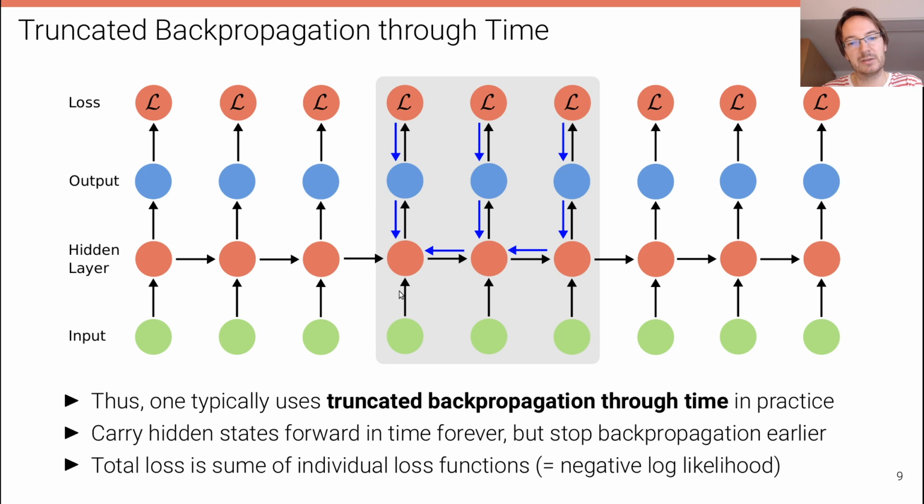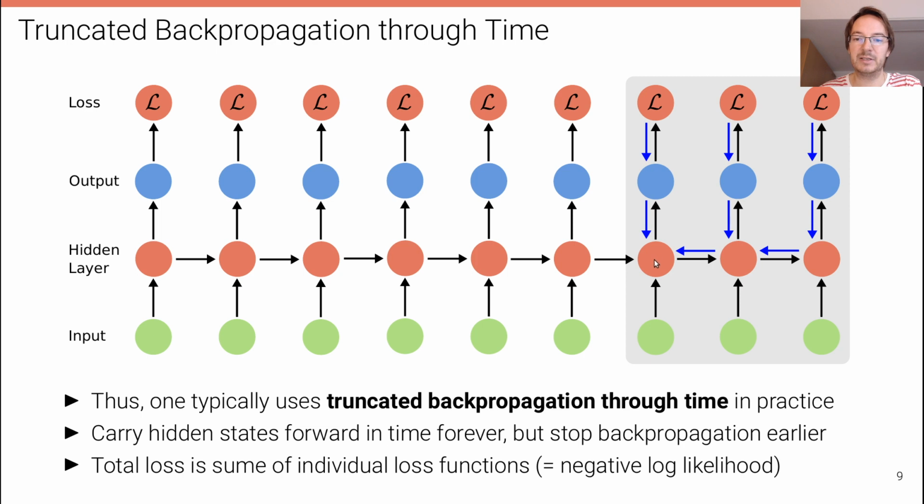Once we have applied the gradients, then we do the forward pass here with this new model with the new gradients, and then we carry over the hidden state here, and then we can apply the forward pass and the backward pass on this gray box. And again, the total loss is just the sum of the individual loss functions, if we think about this in terms of the negative log likelihood.